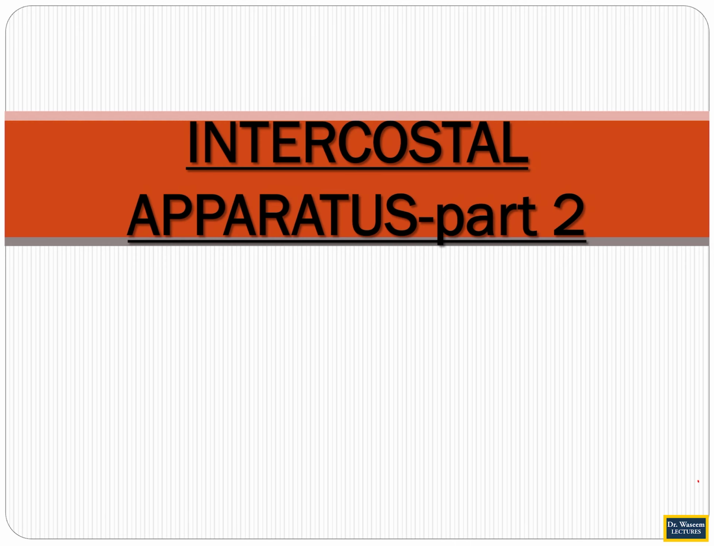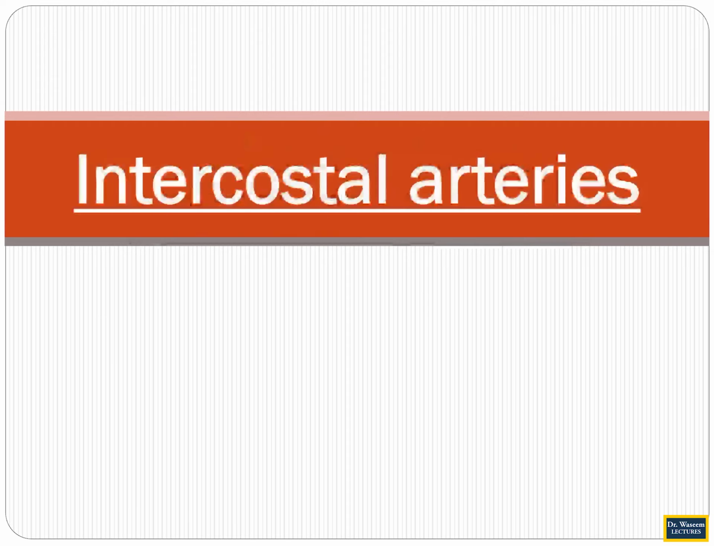Okay, now we have discussed in the previous class the intercostal apparatus part 1, in which we discussed the intercostal spaces, intercostal muscles, the three groups: external intercostal, internal intercostal, and the transverse thoracic muscle. And then we discussed the intercostal nerves. Now in this intercostal apparatus portion, part 2, we are going to discuss first the intercostal arteries.